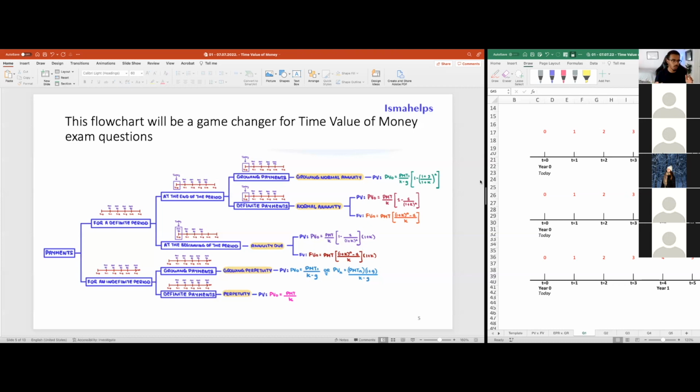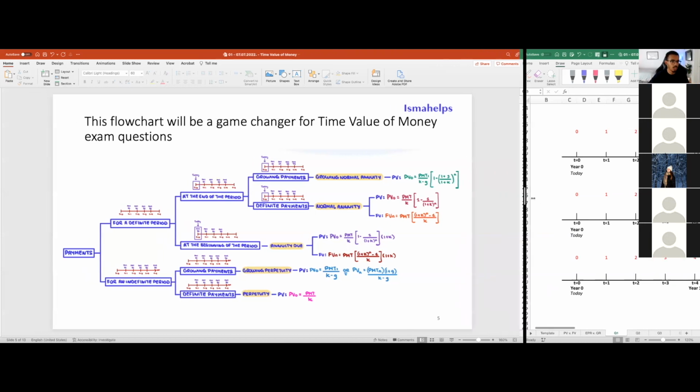Now, this flowchart, really quickly in the chat, can everybody see it? Just a quick yes or no. Is it visible? Like, is it legible? Can we see it? Okay, cool.